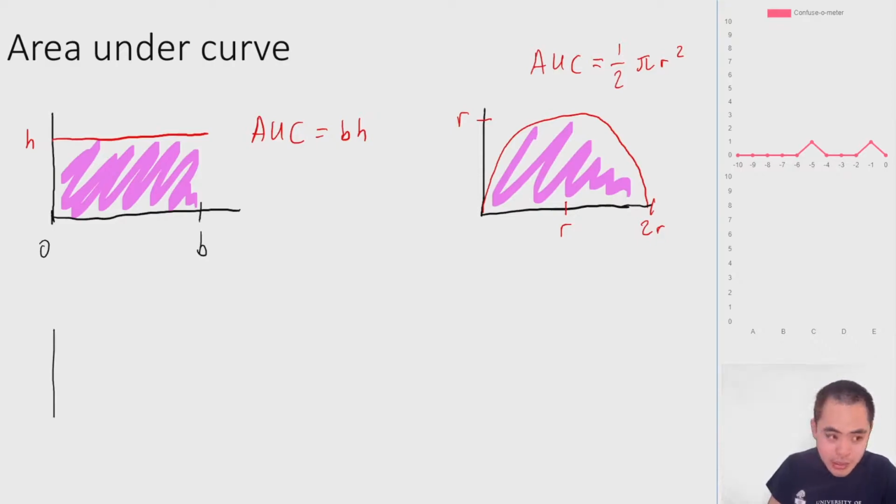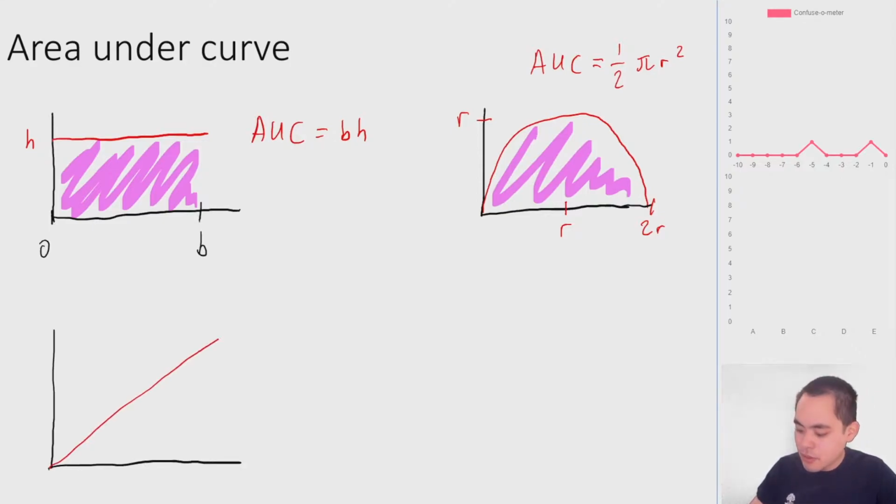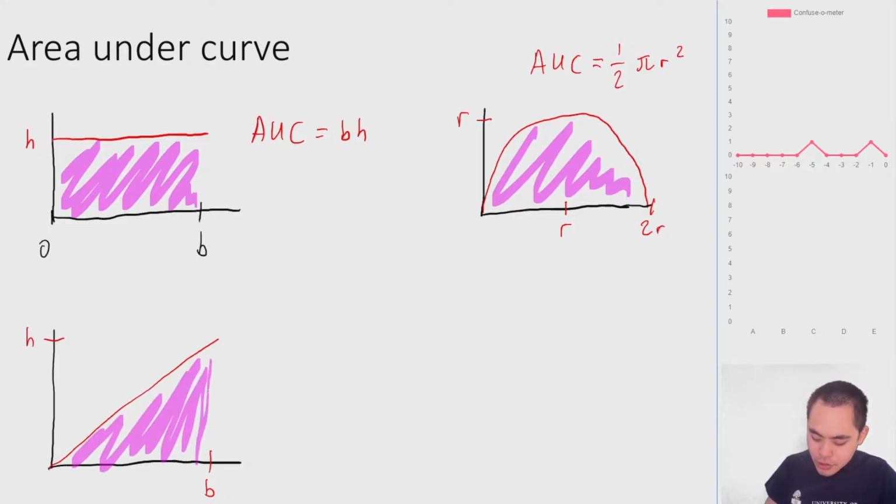So let's just catalog one more easy shape. Suppose that you had a straight line starting at the origin, and we're interested in how much area there is. Let's say this goes over to b and it goes up to height h. Well, how much area is here? Well, this is just a triangle. So if it's a triangle, then the area under the curve is equal to 1/2 of the base times height. Okay, basic high school geometry.